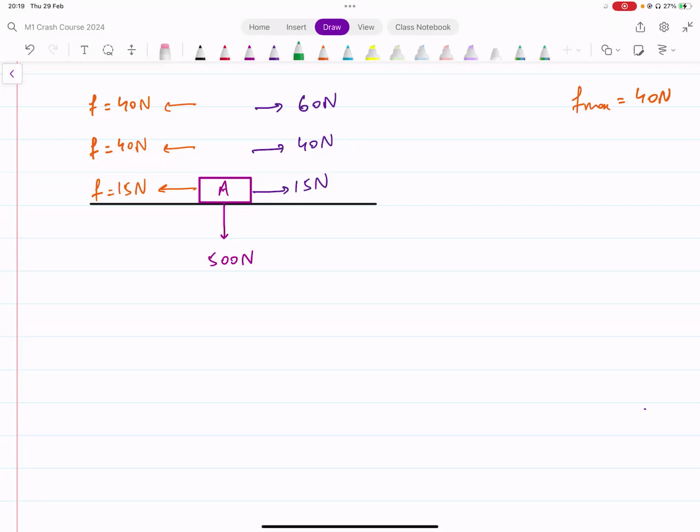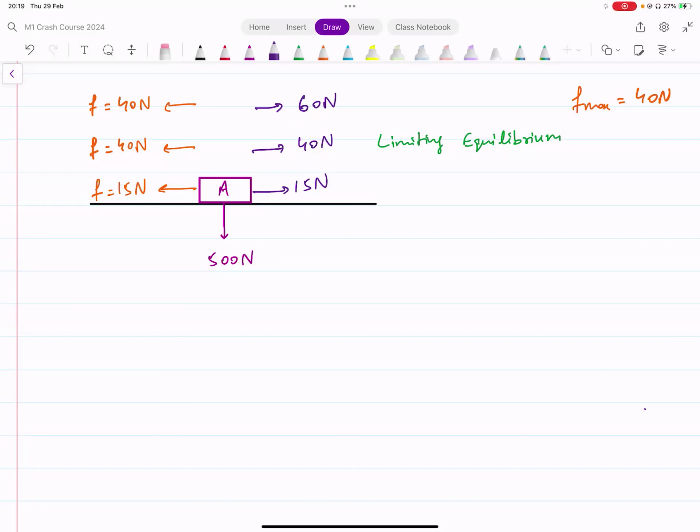This case is known as limiting equilibrium. When the force that you're applying is equal to the maximum value of friction, so friction has reached its maximum value, now you can't increase friction anymore. So if you were to apply a bit more force in this direction, the object will start moving. It's the limit of equilibrium. We call this limiting equilibrium.